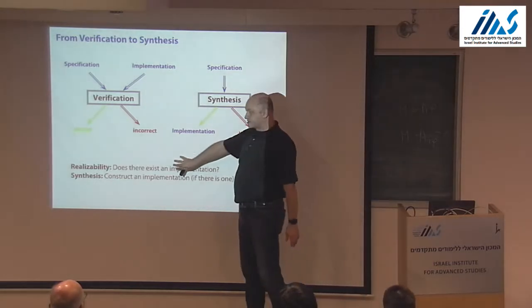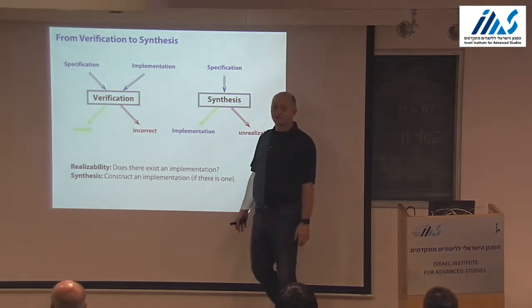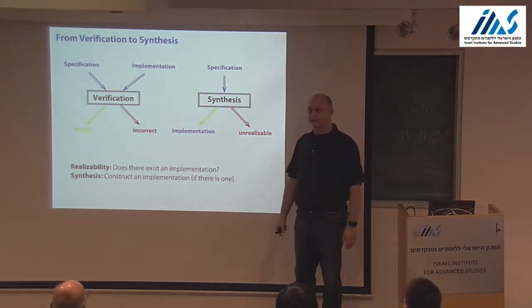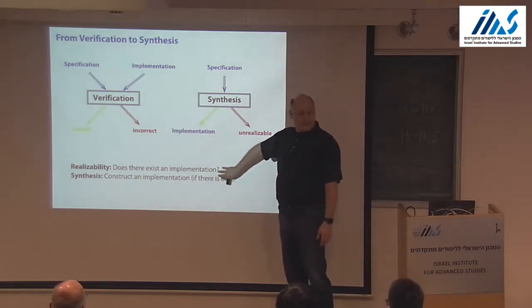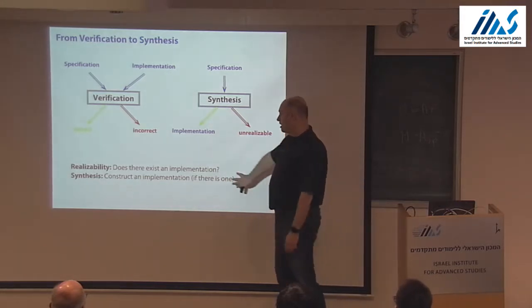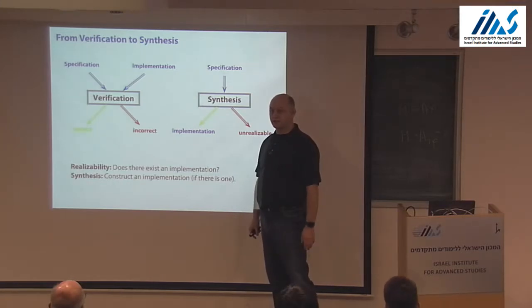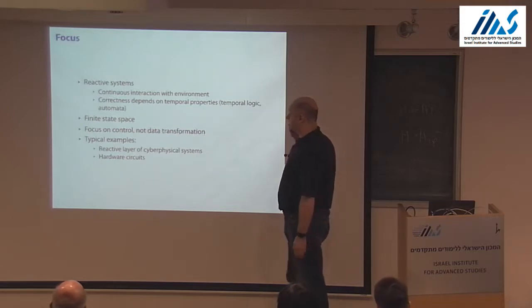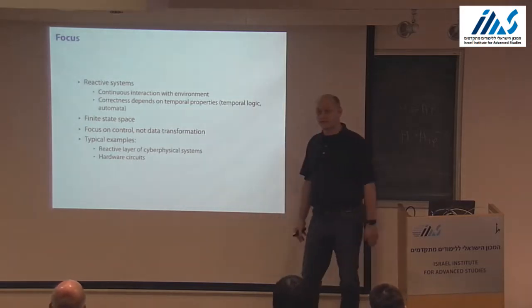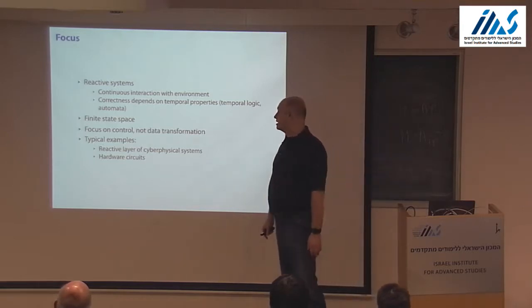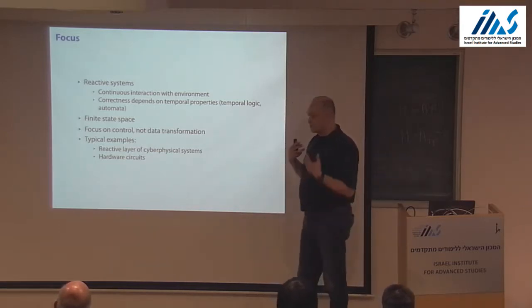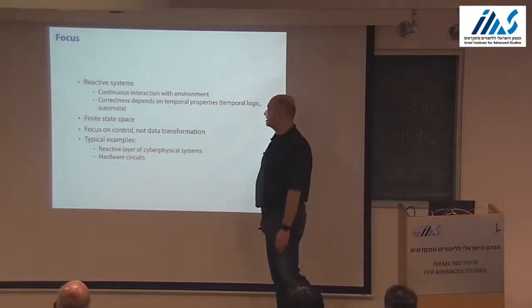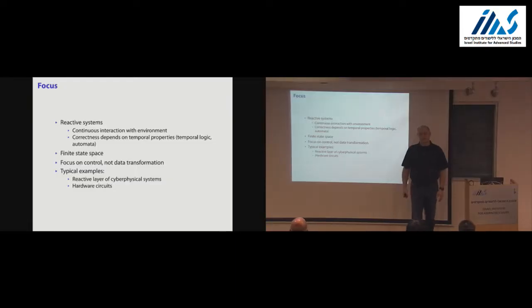Actually, there's a decision problem here, which is the realizability question, which asks if there exists an implementation for the given specification. And then there is the actual constructive problem of building such an implementation, if one exists. All right, so the focus here is on reactive systems in line with the other talks, meaning that we're looking at systems that continuously interact with their environment, and the correctness of these systems is characterized in terms of a temporal formula or perhaps an automaton or a device like that.